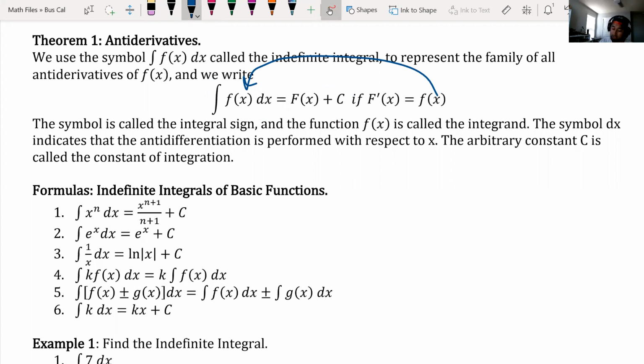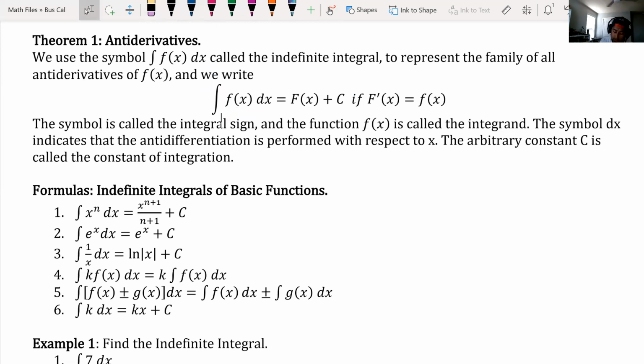Okay, so again, that curvy little symbol is the integral symbol. The function inside is called the integrand, and the symbol dx indicates that we are taking the antiderivative with respect to x. And c is the constant of integration. So c will always be tagged along on there no matter what. So c is always the constant of integration.